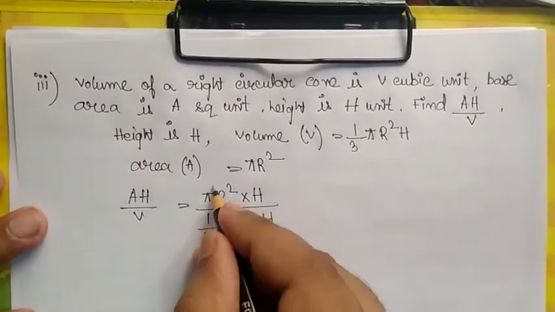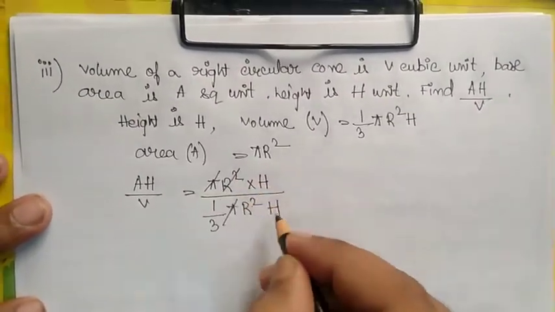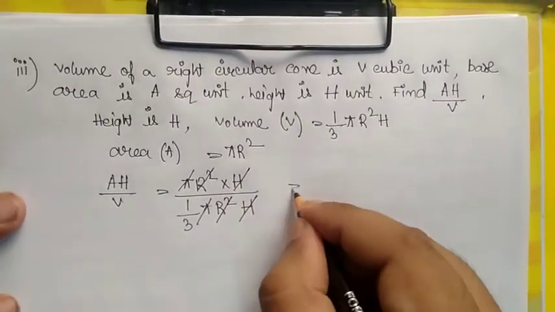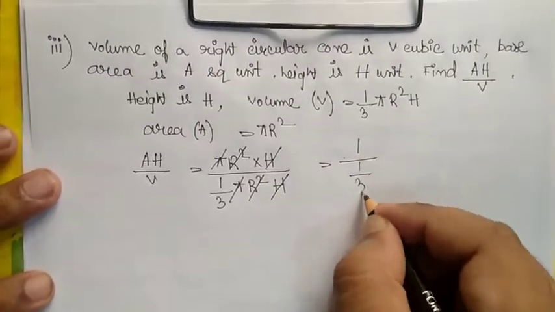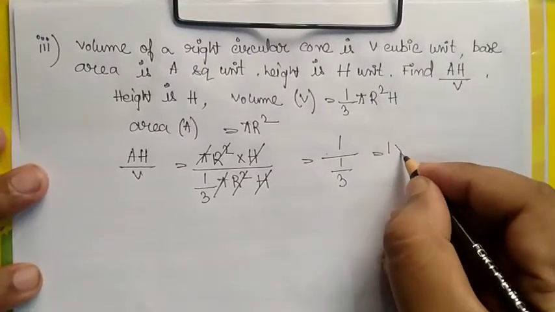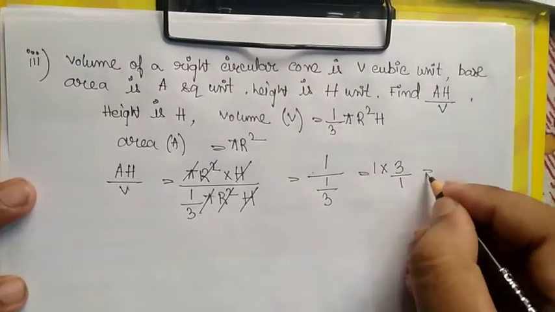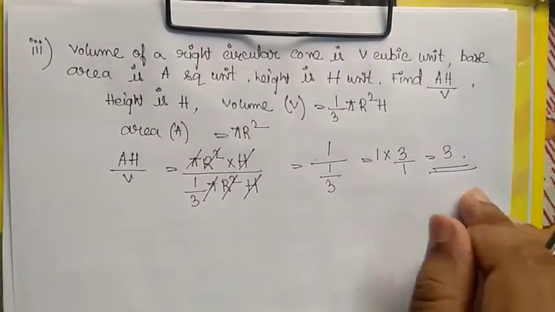So first of all we have to eliminate this pi. After that we have to eliminate r square and r square. After that we have to eliminate h and h. So therefore we can say that 1 by 3, so 1 into 3 by 1, so equal to 3. So the value of AH by V is 3.